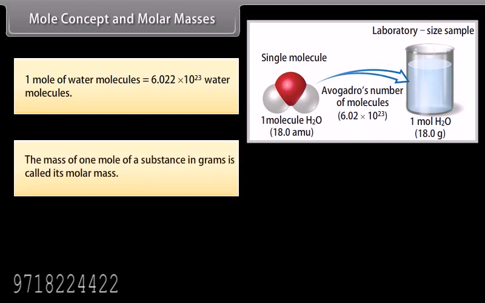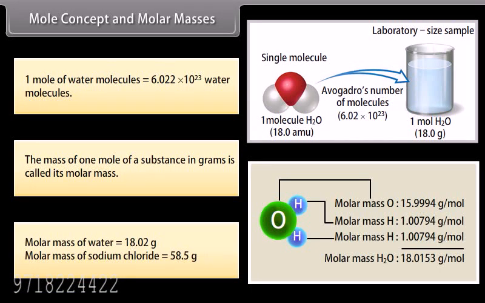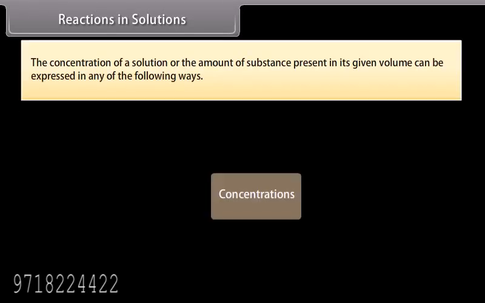The mass of 1 mole of a substance in grams is called its molar mass. Molar mass of water is equal to 18.02 gram. Molar mass of sodium chloride is equal to 58.5 gram. Reactions in solutions. The concentration of a solution or the amount of substance present in its given volume can be expressed in any of the following ways.